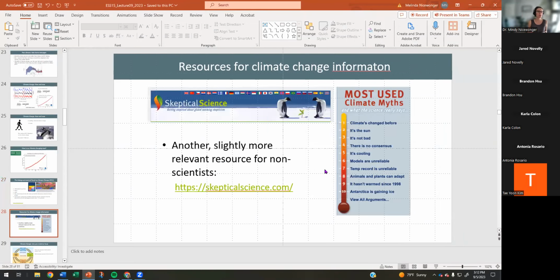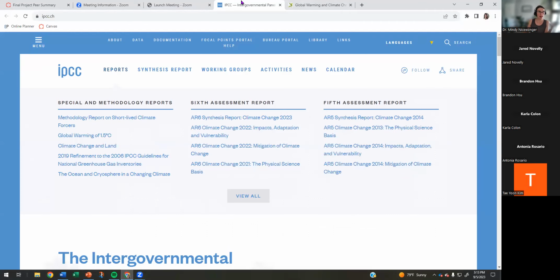Okay, the next resource for climate change information that's a little bit more user-friendly, right? It's not so dense, it's not so scientific. It is scientifically backed, but it's more for your uncle who maybe watches too much news, okay? This is called Skeptical Science. I really like this website. It's, again, run by scientists, so it's not glamorous.